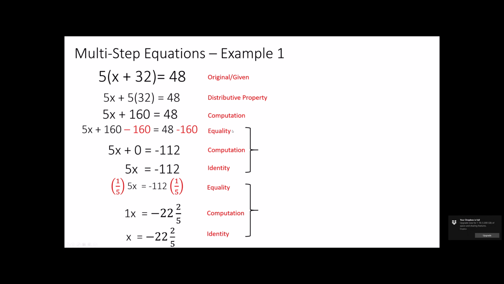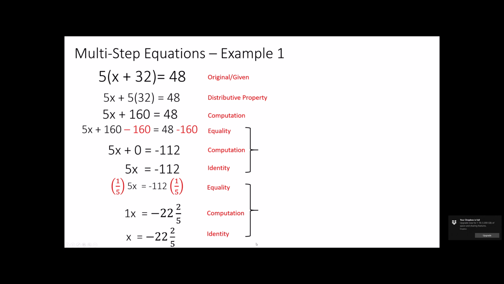Now, take a look right here. This equality computation identity is going to keep coming up over and over again. In fact, once I can turn something into a two-step equation, it almost always finishes with an equality computation identity. Those 6 steps are fairly common and consistent.